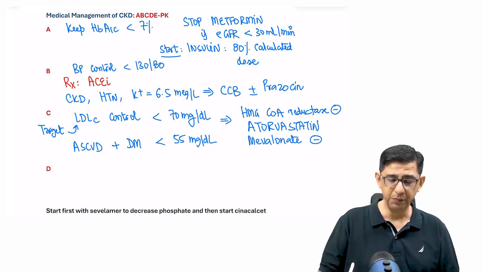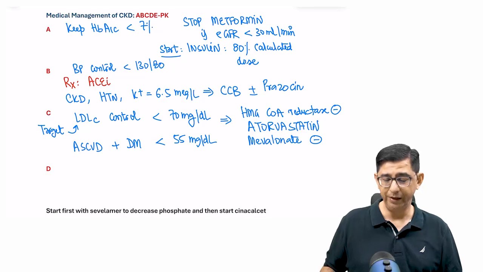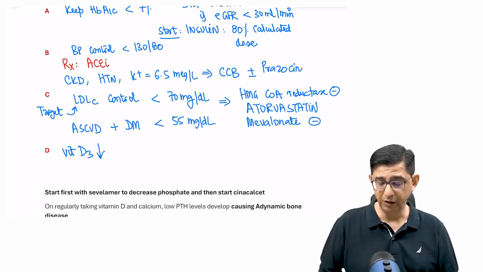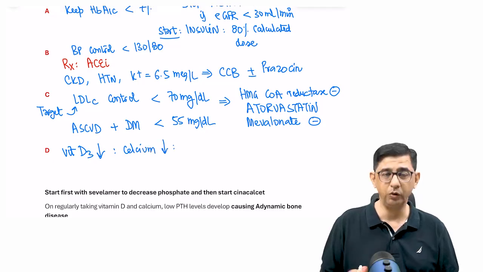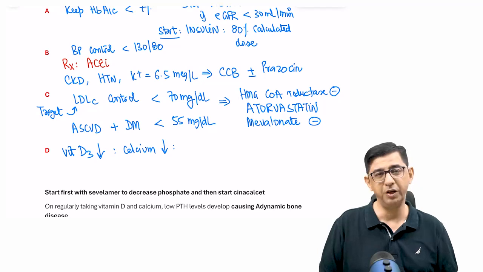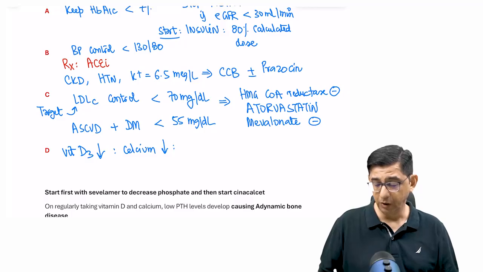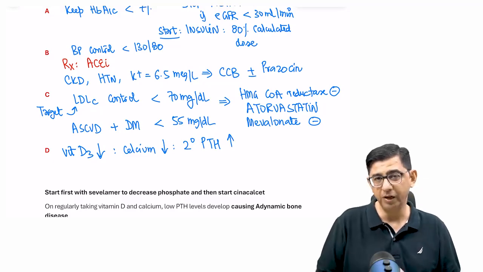So A is HbA1c, B is blood pressure control, C is the LDL cholesterol values, D is for handling the values of low vitamin D3, because vitamin D3 is less. This means that even calcium will be less, and due to less calcium, these patients can have pathological fractures of the bones also. Patients of CKD can have bone pain, they can have pathological fractures also. Now, because calcium is less, the PTH values in the body will begin to rise. There would be a secondary hyperparathyroidism.